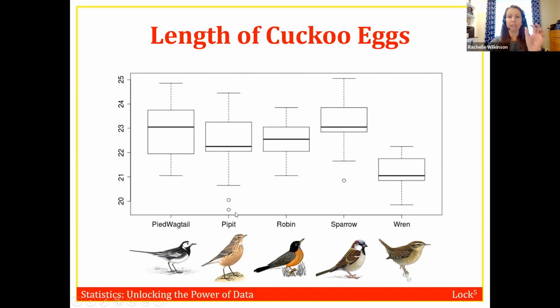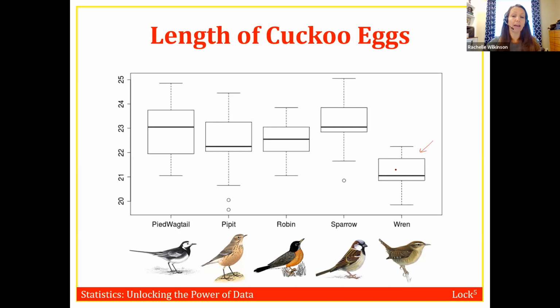Okay, so they measured the length of the cuckoo eggs that were found in these different species of birds' nests. So just looking at this box plot, does it look like there is a difference? Does it look like at least one species had a different size egg in their nest? Yeah, I think it looks like there's a difference too. Specifically, to me, it looks like the wren got a lot smaller cuckoo eggs in it than any of the other species here.